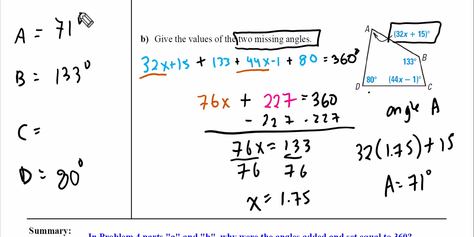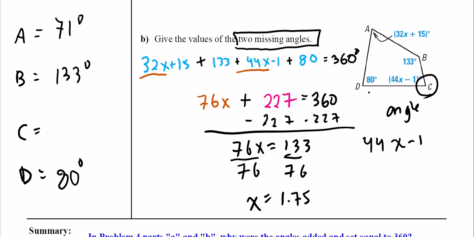Now finally, let's find angle C. Angle C is defined as 44x minus 1. If we replace the x with what we got before, 1.75, and do the math. And when I say that we do the math, I need to remind you about order of operations. Don't do 1.75 minus 1. We do 44 times 1.75, which is 77. And then we subtract the 1, and we get 76 degrees. So angle C is 76 degrees.